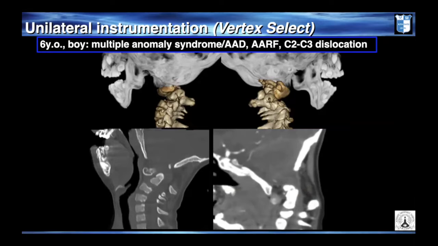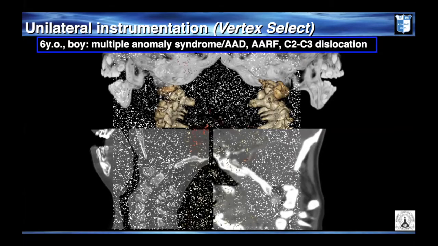And also there is some advancement in the surgical technique. And what became apparent is that unilateral instrumentation sometimes works. This is a 6-year-old boy with multiple anomaly syndromes, AAD, AAR, C1 dislocation. Before surgery, he experienced respiratory arrest several times due to the cervical compression. With flexion, even extension, there's no reduction, but with traction and extension, this condition improved.